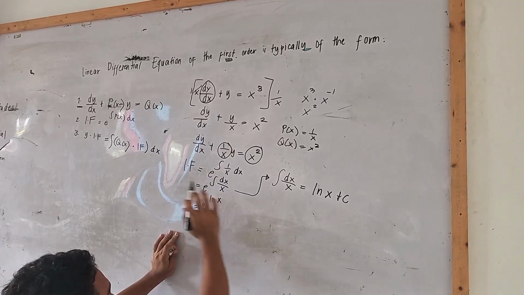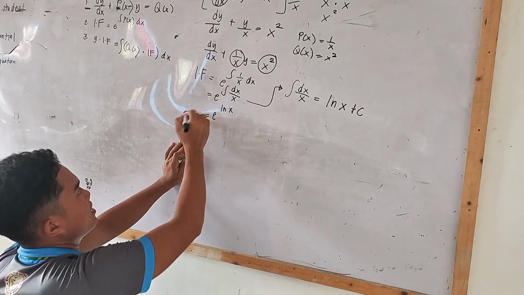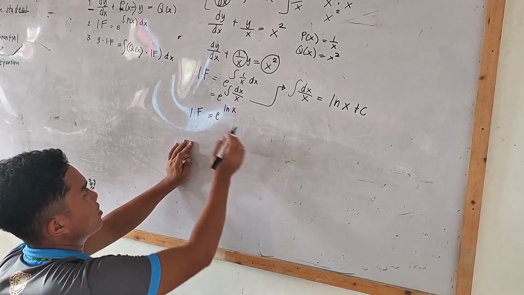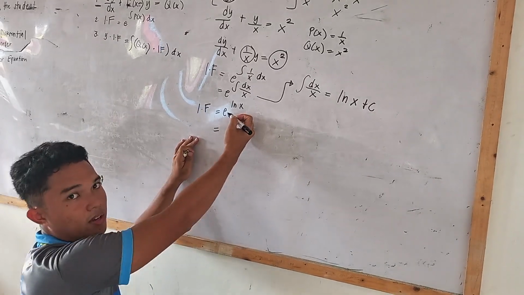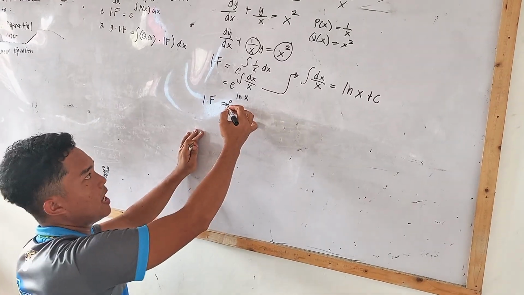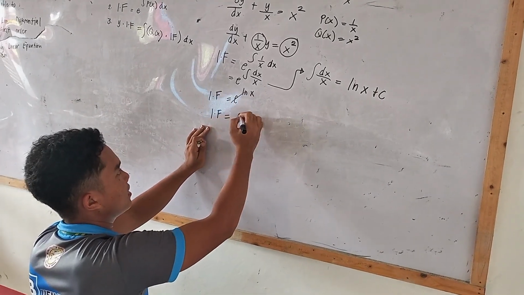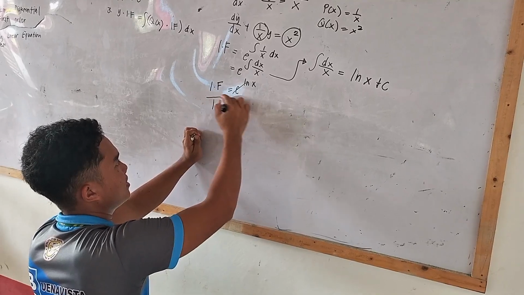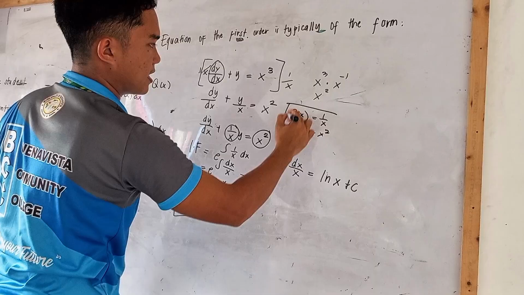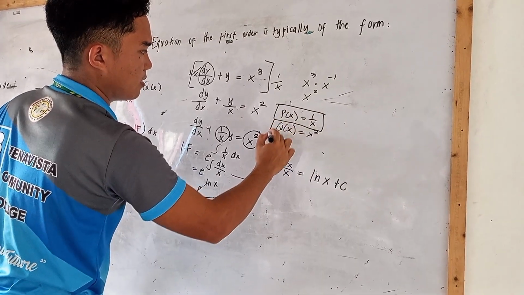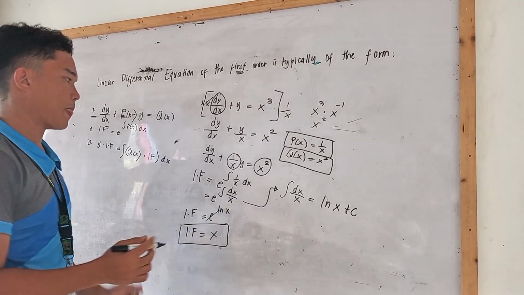Then the integrating factor will not include the constant c. So now, e raised to ln x is equivalent to x, so we can cancel. Then we get x. This is our integrating factor. Then, this is our p of x. Then also, this is our q of x. This will be used in the third formula.